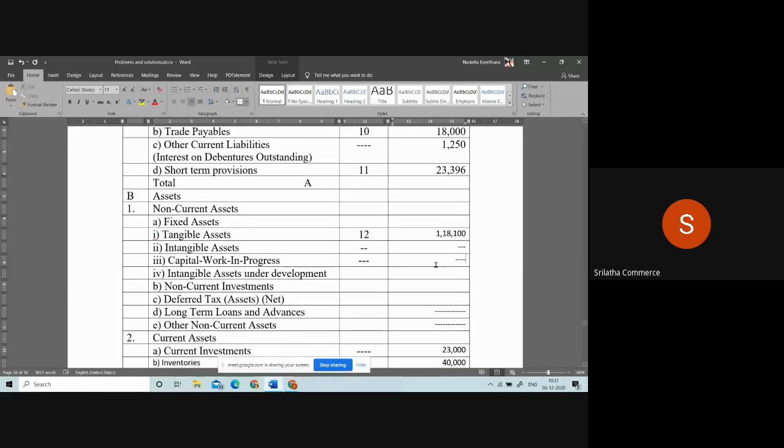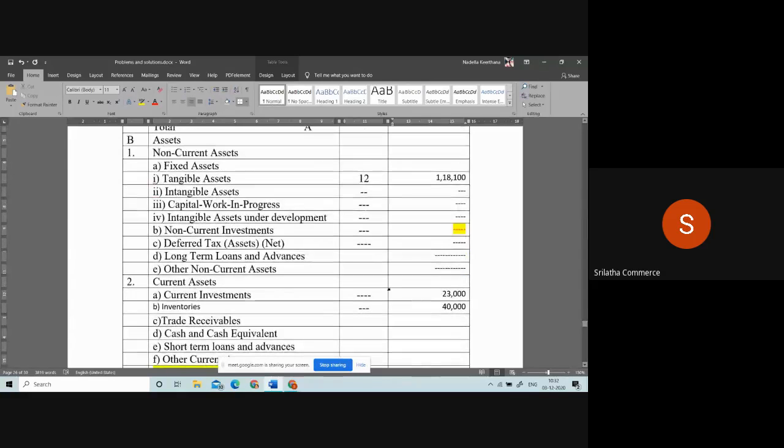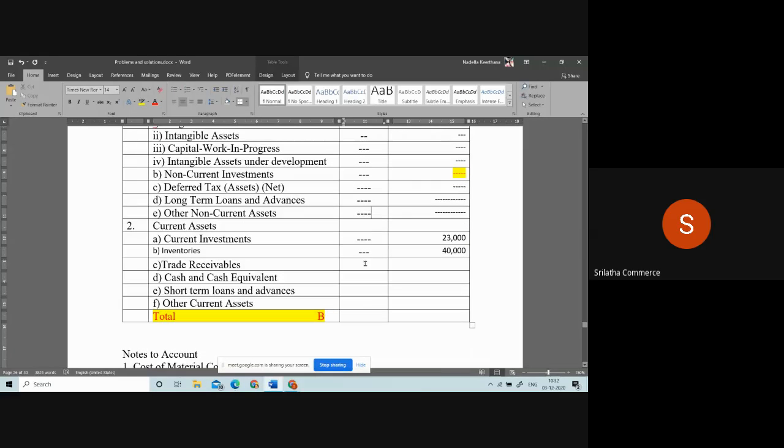Capital work in progress no. Intangible assets under development no. Non-current investments no. Then deferred tax no. Long-term loans and advances no. Other non-current assets no. Current investments already taken. Trade receivables number is 13, amount 23,750. Then cash and cash equivalent 14, 3,000. Short-term loans and advances nil. Other current assets also nil, no?